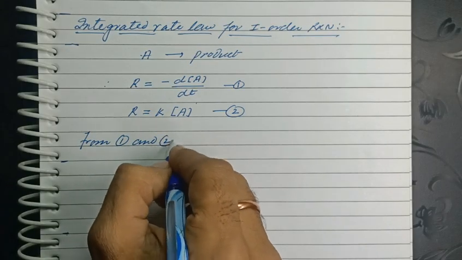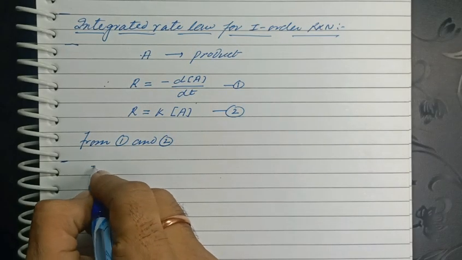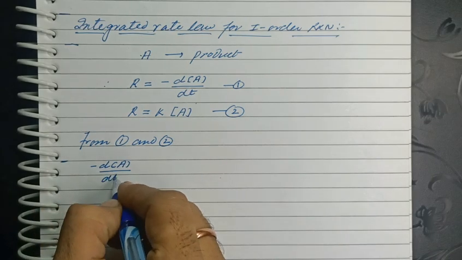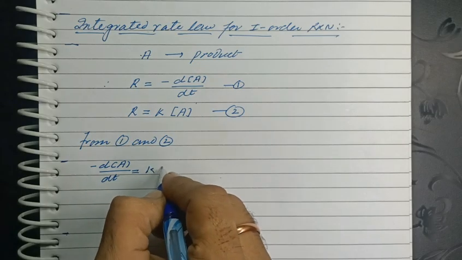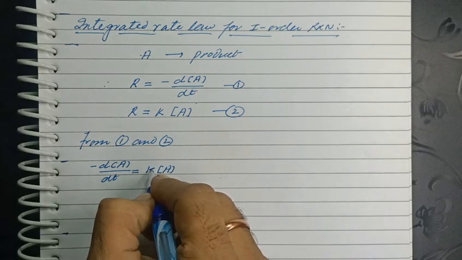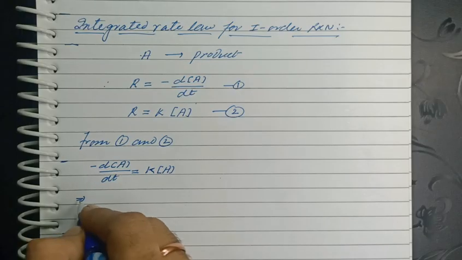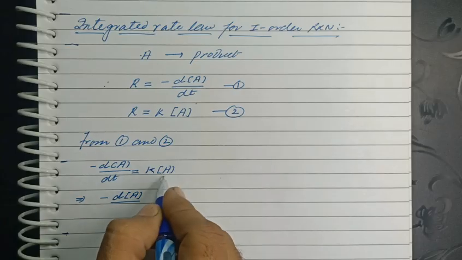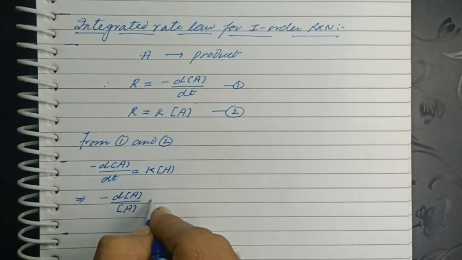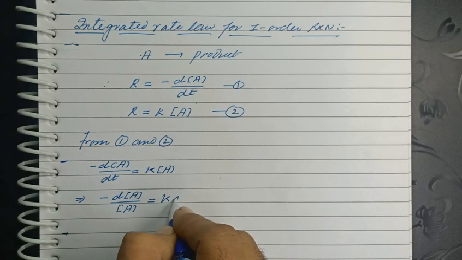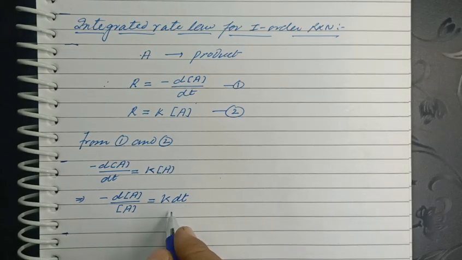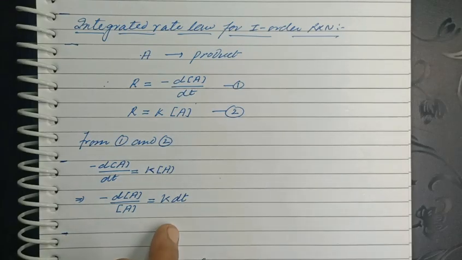From first and second, on equating we get minus dA over dt is equal to K A. Taking similar terms together, dA over A is equal to K dt. Now integrating both sides, we have to integrate.